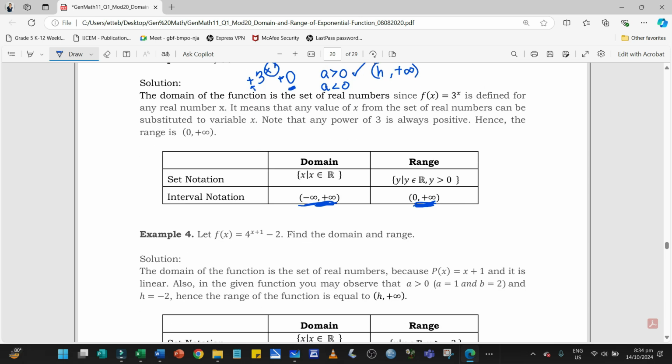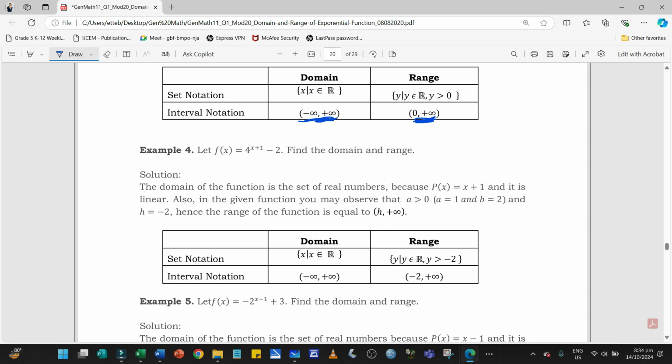Okay, another example, number 4. For number 4, is our a positive or negative? Yes, it is a positive number, meaning a is greater than 0. Now this is linear. What is this negative 2? Negative 2 is h. So our domain is negative infinity to positive infinity again.